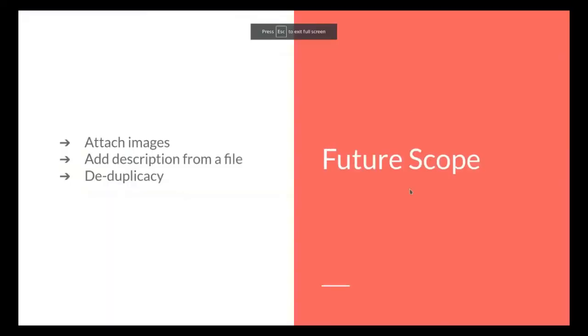The future scope of this project is the ability to attach images. If, let's say, a user is encountering a bug or an error that he did not expect in the terminal, he should be able to attach it with the issue. We also want to give the user an option to give the description from a file. Let's say the description is multi-line, so it would be easier for the user to pass the file name as an argument to take the description from there.